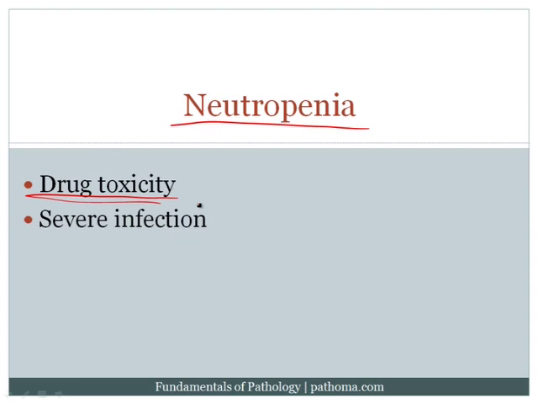Another mechanism by which neutropenia can develop is severe infection. When we think about infection, we think about a high neutrophil count. However, if the infection is very severe, it is possible for the neutrophil count to decrease, and that's because most of the neutrophils would be out of the blood and in the tissue.